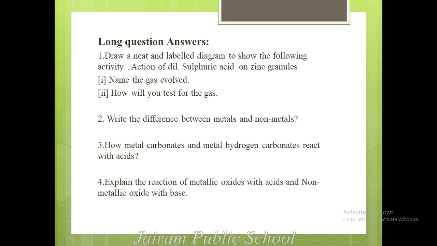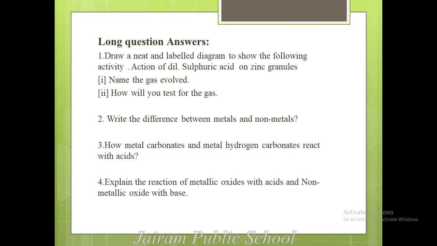And next question, explain the reactions of metallic oxides with acids and non-metallic oxide with base. So you have to explain two types of reaction: how metallic oxides react with acids, and how non-metallic oxides react with the base. That you have to explain. So for this, first I will tell how to write metallic oxides with acids, and then I will explain non-metallic oxide with a base. So for this, what is the simple activity you are writing?